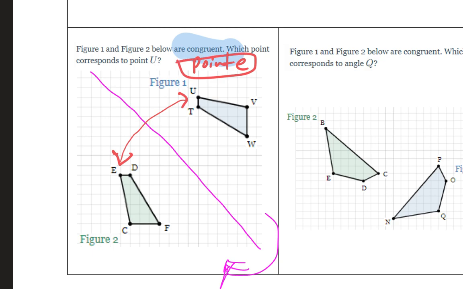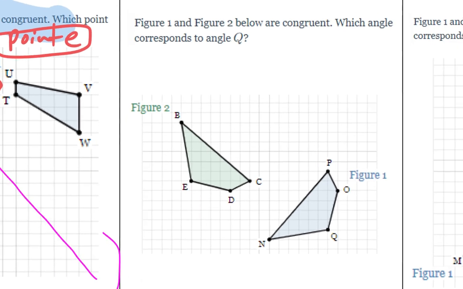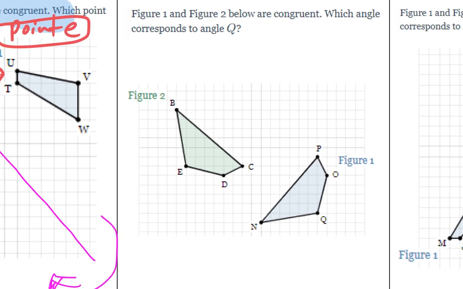Okay, U corresponds with point E. All right, next, let's look over here. It says figure 1 and 2 are congruent. Which angle corresponds with angle Q? Pause the video for a moment and see if you can get that.